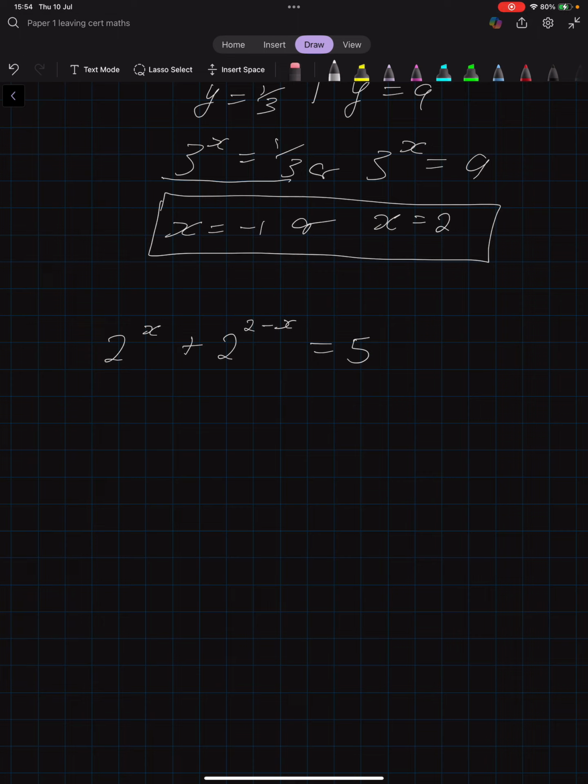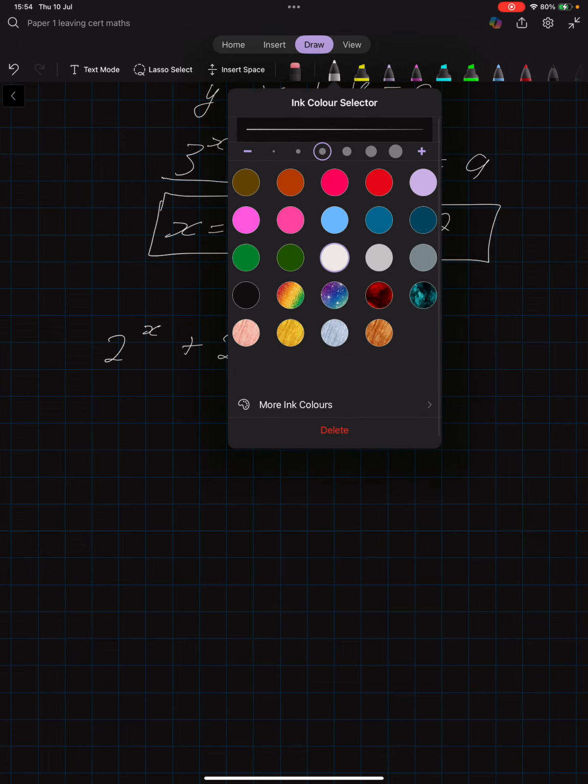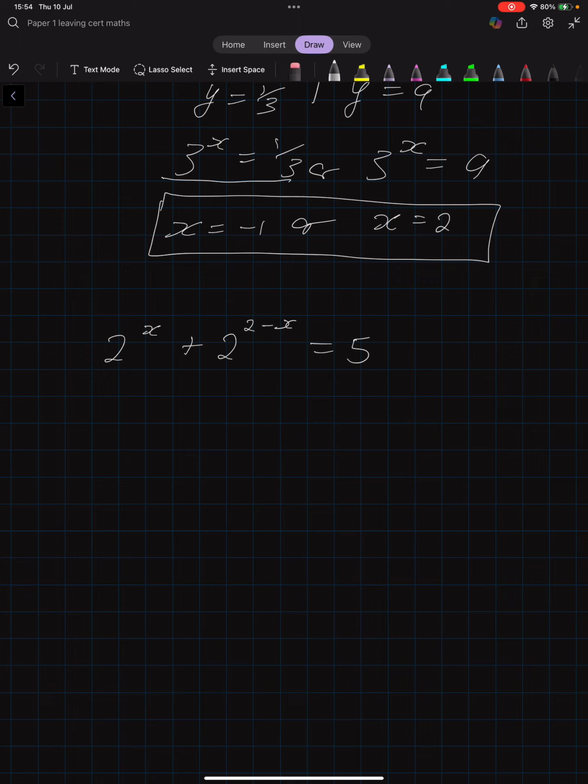Believe it or not, this is again a quadratic, okay? So what you do here is you say this is 2 to the power of x plus, this is 2 squared divided by 2 to the power of x. That's where the minus comes from up here, okay? And that equals 5. So now this is 2 to the power of x plus 4 over 2 to the power of x equals 5.